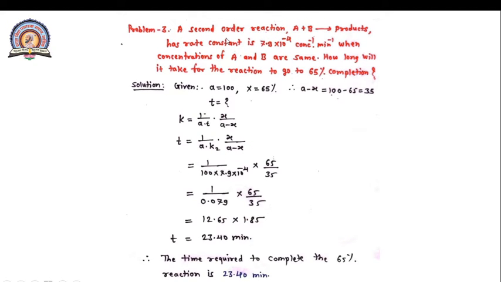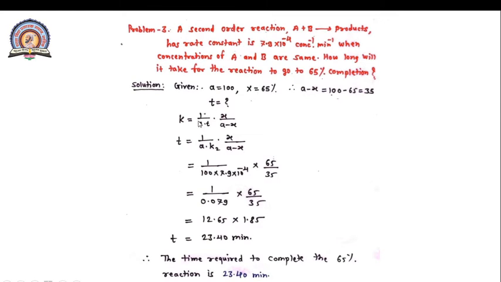Then problem number 3, a second order reaction A plus B gives products, where both reactants, reactant A and reactant B, react. It has a rate constant of 7.9 into 10 raised to minus 4 per concentration per minute. When concentrations of A and B are the same, how long will it take for the reaction to go to 65% completion?